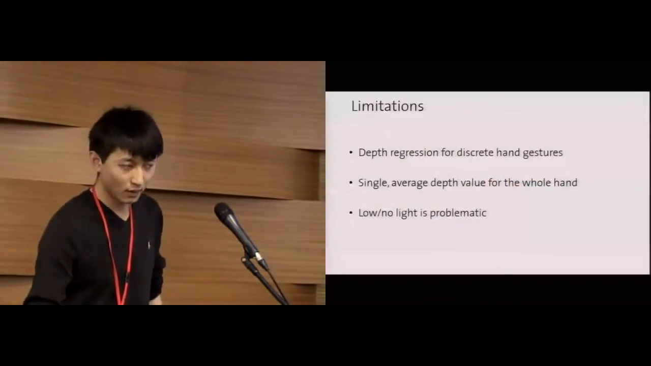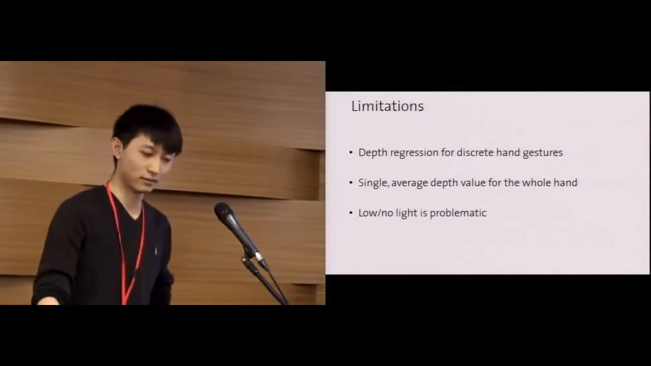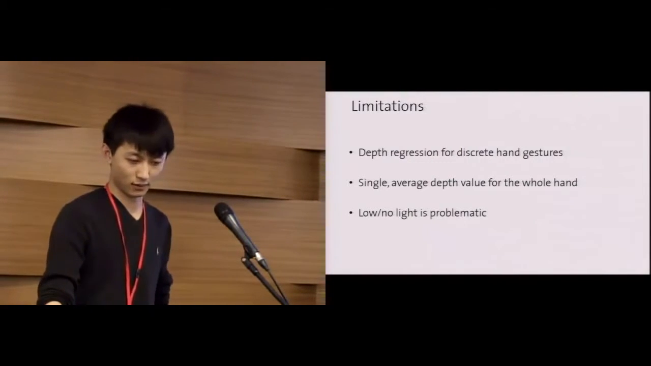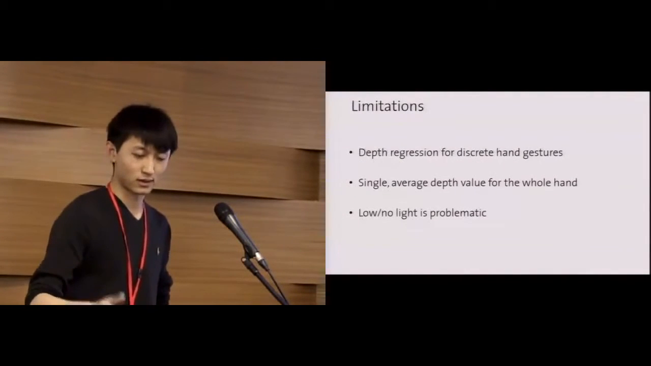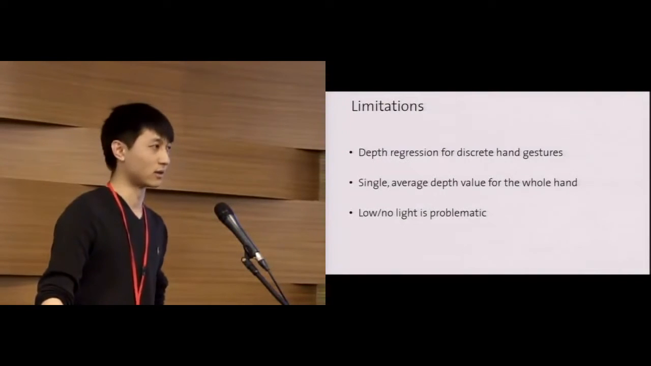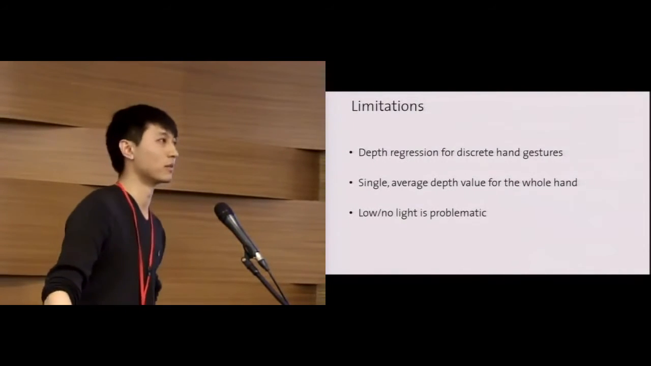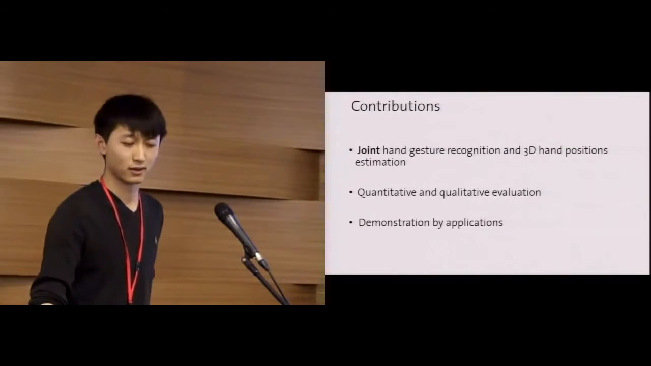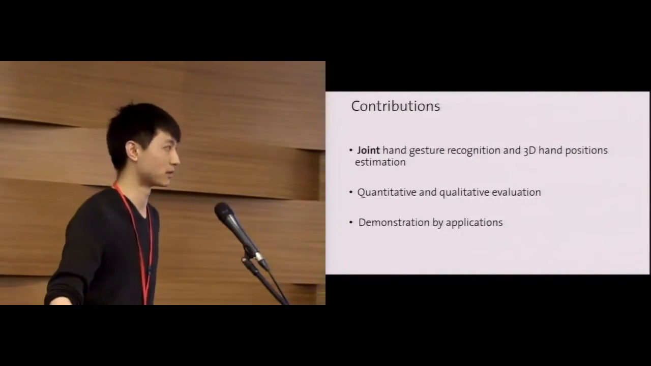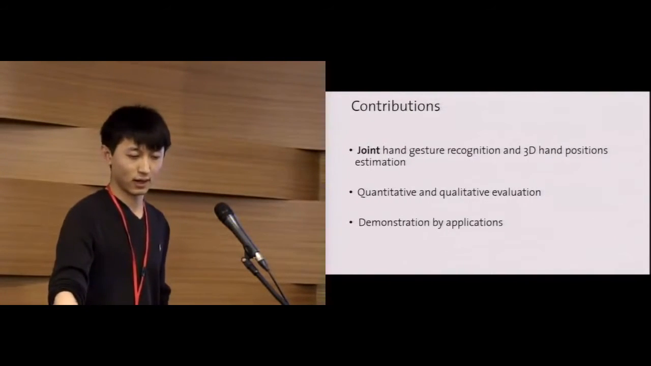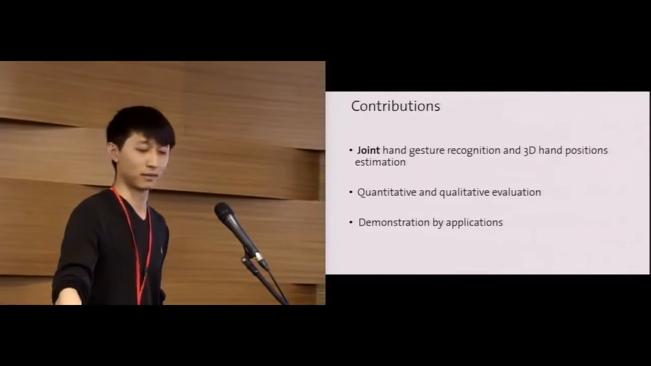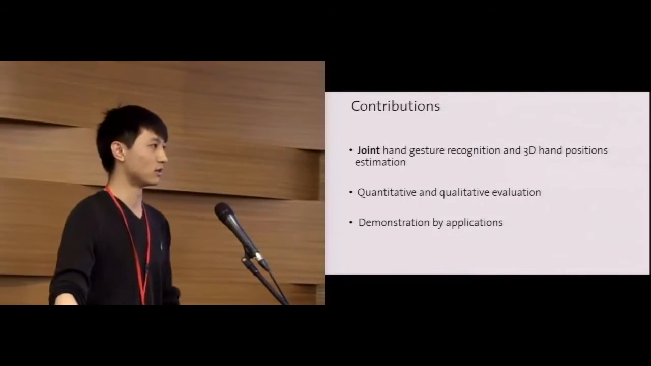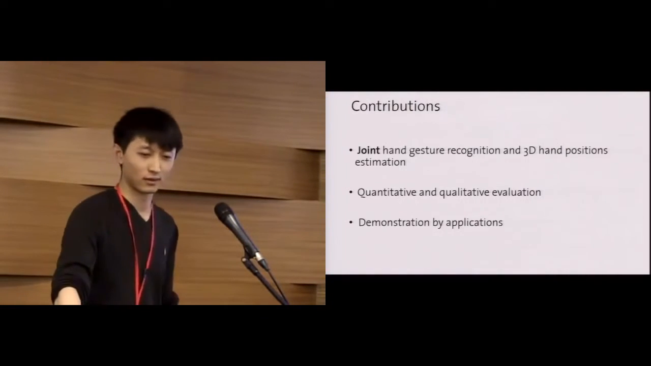Clearly, there are several limitations of our algorithm. First, we can only detect discrete gestures and regress the depth for those gestures. And second, our depth estimation is just one single value for the whole hand. And for most of the RGB-based applications, if there is no light, it will pose a big problem. So to conclude, we present a machine learning-based approach to jointly recognize hand gesture and estimate its corresponding depth. We show quantitative evaluation, and also we demonstrate our input functionality with some applications. So our objective is not to replace the depth camera, but just to show the possibility to use an RGB camera for 3D interaction. So thank you.